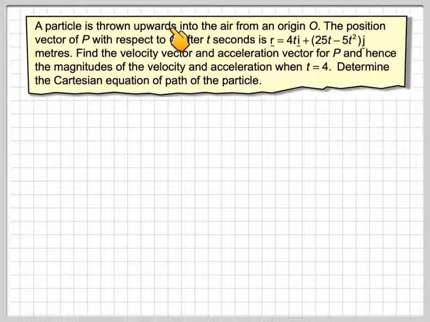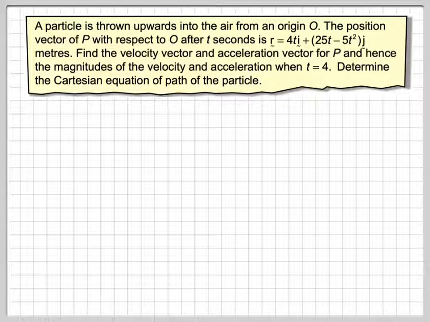A particle is thrown upwards into the air from an origin O. The position vector r with respect to O after t seconds is r = 4t i + (25t - 5t²) j meters. Find the velocity vector and the acceleration vector for P, and hence the magnitudes of the velocity and acceleration when t is equal to 4. Determine the Cartesian equation of the path of the particle.